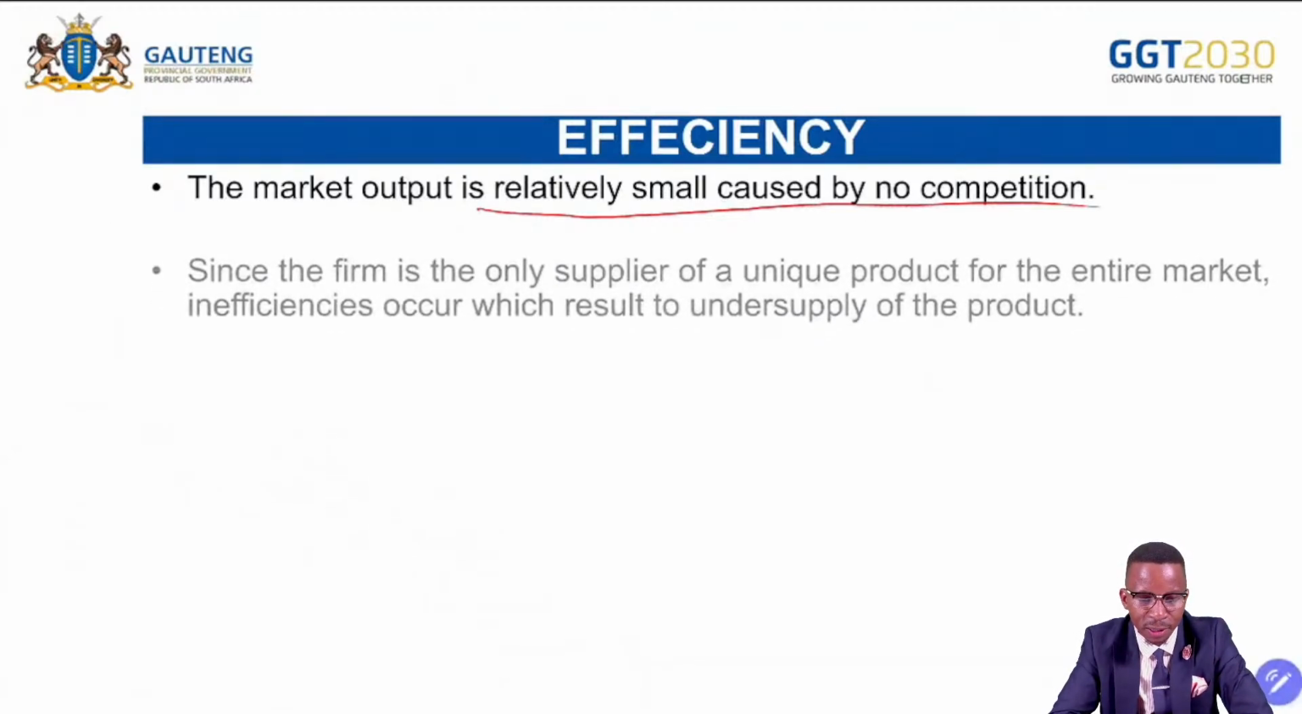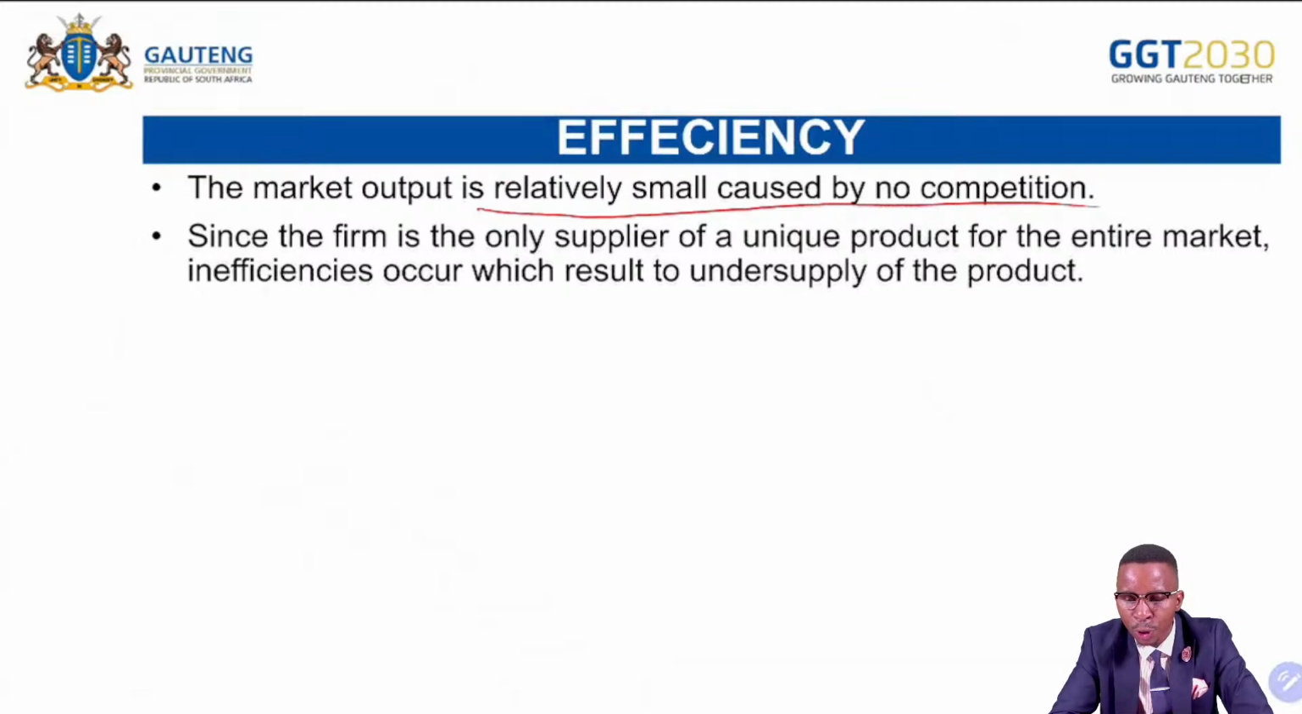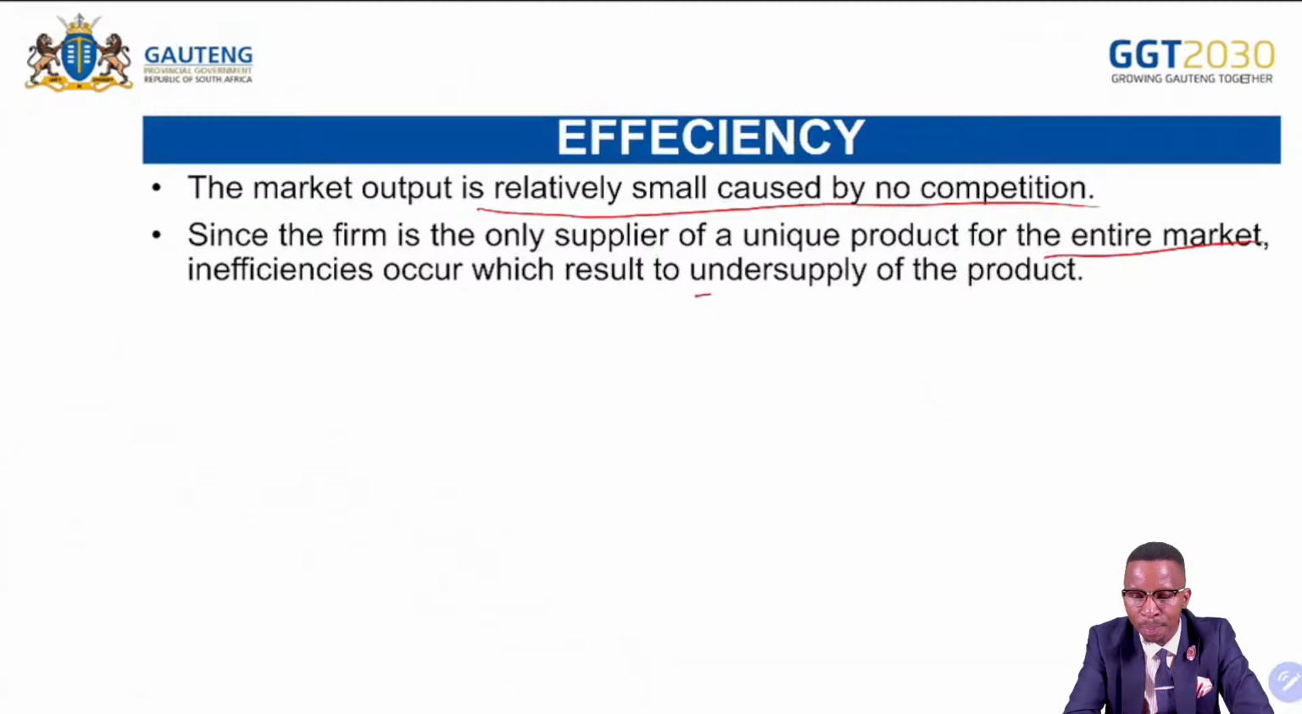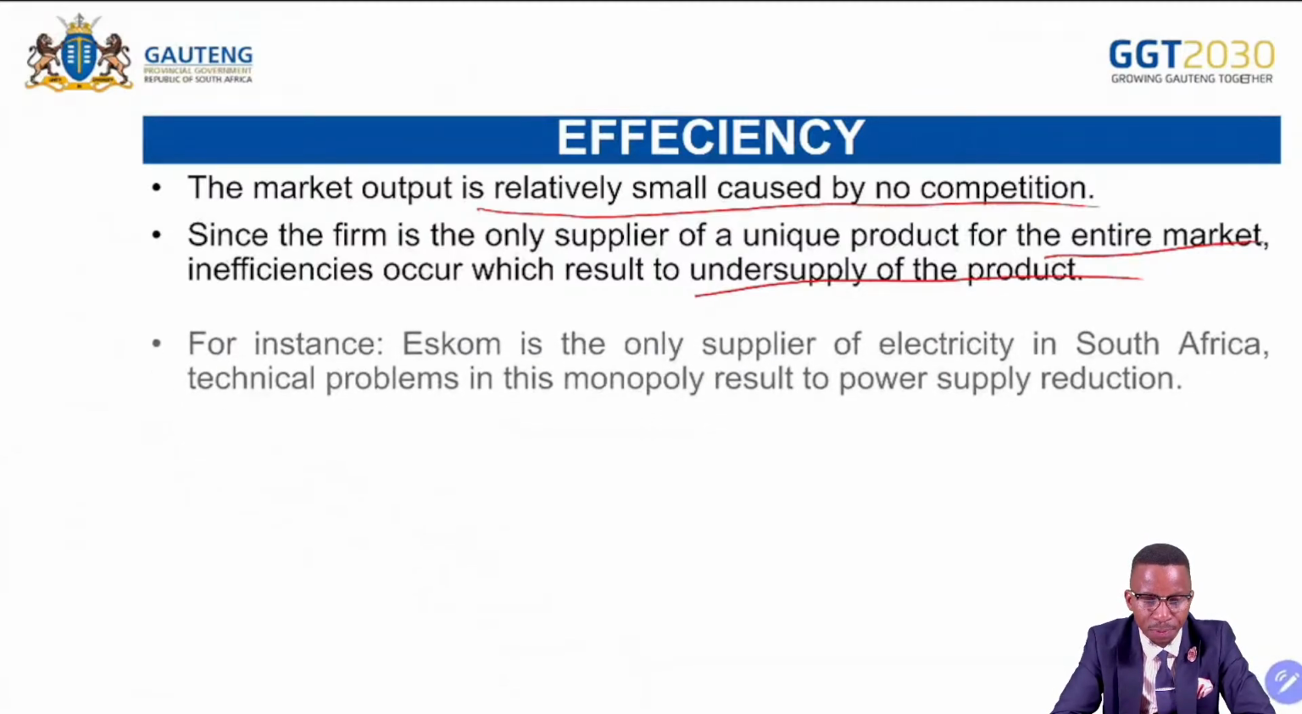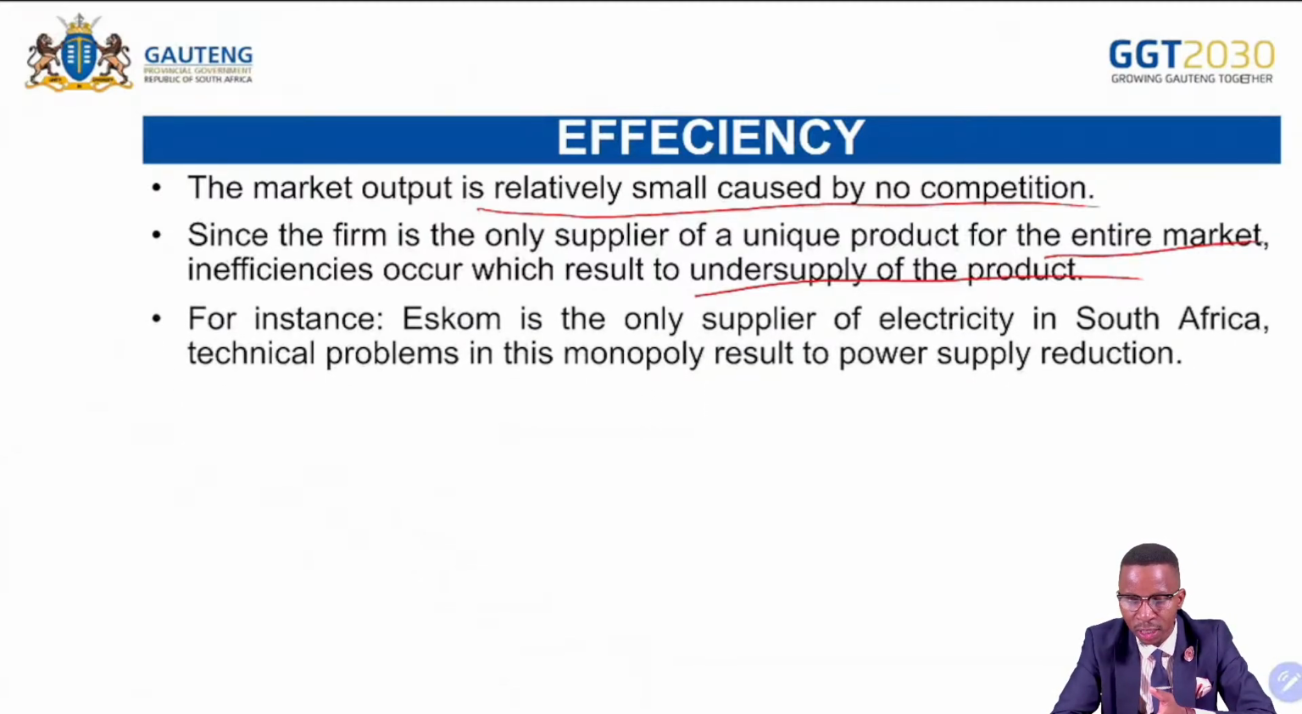desired quantities. Since the firm is the only supplier of a unique product for the entire market, inefficiency results in undersupply of the product. So the product will be undersupplied. For instance, electricity in South Africa is undersupplied due to the fact that the firm is the only supplier of the product without any alternative. Eskom is the only supplier of electricity in South Africa.